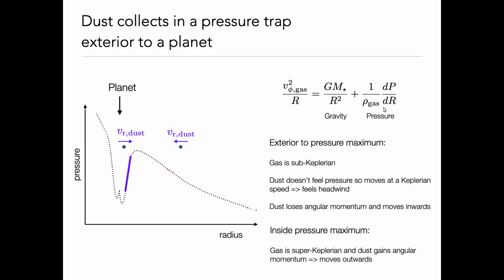So what's the end result? You have particles traveling inwards from the outer part of the disk, and from the part of the disk where the pressure gradient is positive, you have particles moving outwards. The end result is that they collect here at the pressure maximum. And this is a 1D profile, but if we think about the entire 2D profile of the disk, you end up getting a ring of particles that have collected at that pressure maximum.